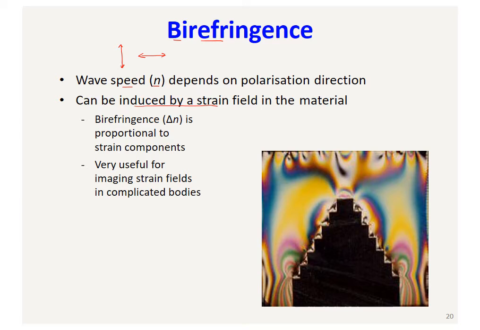Birefringence, that's the difference between those two refractive indices, is proportional to the strain component, so you can actually get quantitative information. Essentially what happens is that one polarization travels through the medium at a different speed than the other, so one polarization is actually retarded.